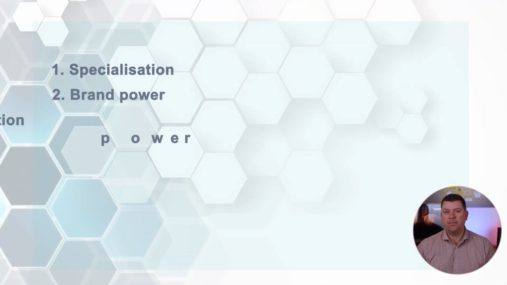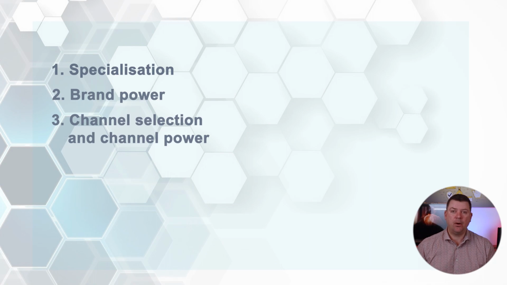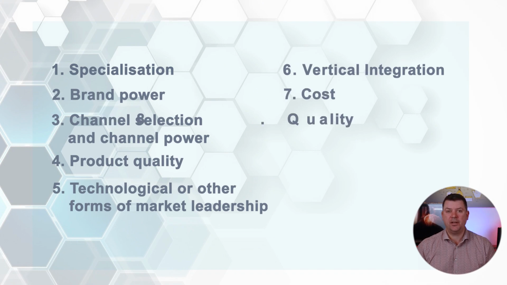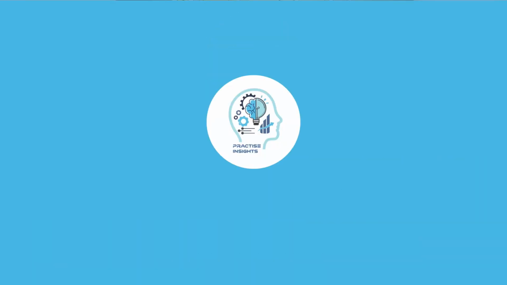During step 3, you are seeking to identify companies that use similar competitive strategies. In general, strategic groups with fewer competitors have greater likelihood of earning higher profits. So you use the following domains to catalog your thinking. First off, specialization, brand power, channel selection and channel power, product quality, technological or other forms of market leadership, vertical integration, cost, service quality, price. And finally, in step 4, you can profile competitors to determine your relative market position and develop strategies to respond accordingly.